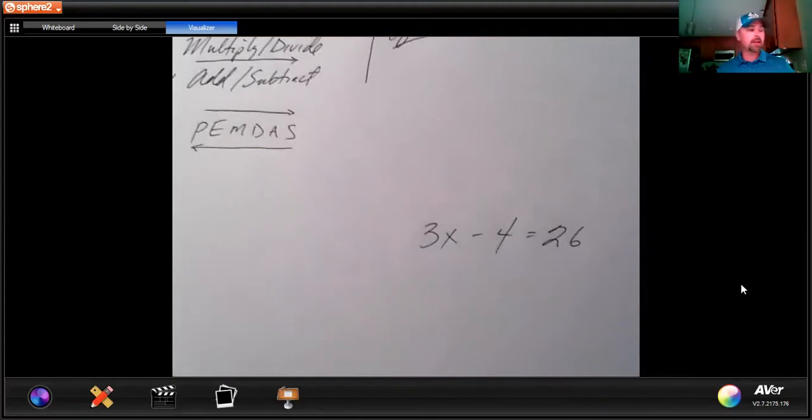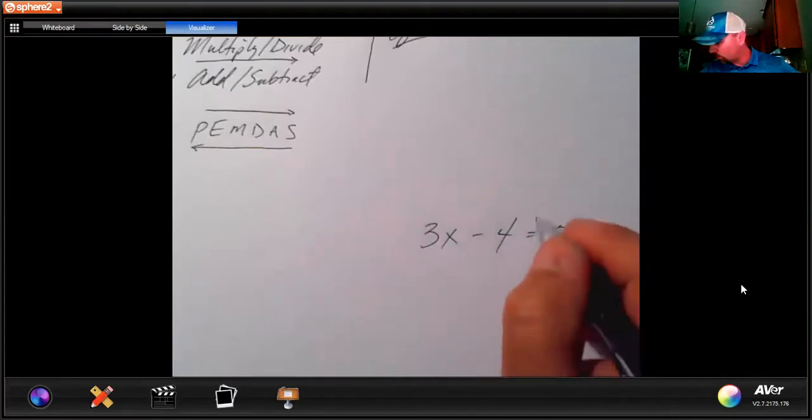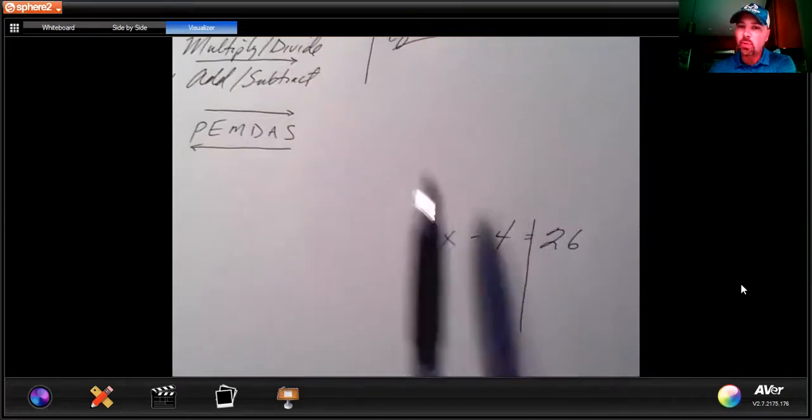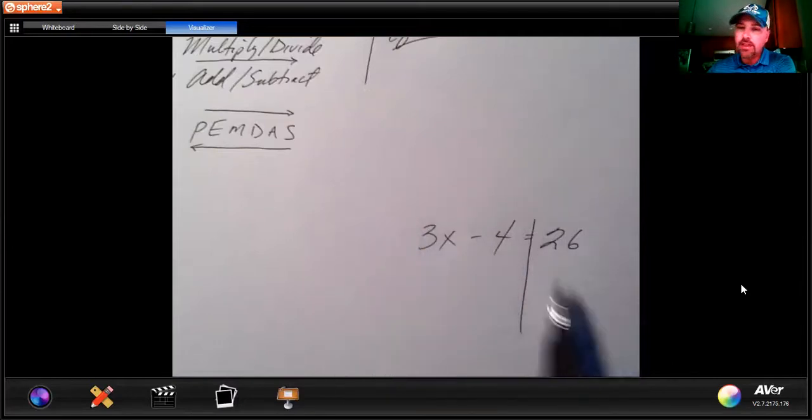Three x minus 4 is equal to 26. Okay, just like we were doing with the one-step equations, we're going to draw a line down our equal sign. And if you remember the purpose of that, this is your visual reminder that anything done on one side of the equation must be done on the other side of the equation. And if you remember why, it's because that keeps the two sides balanced. It keeps the two sides equal. So you can keep working that problem out, okay?